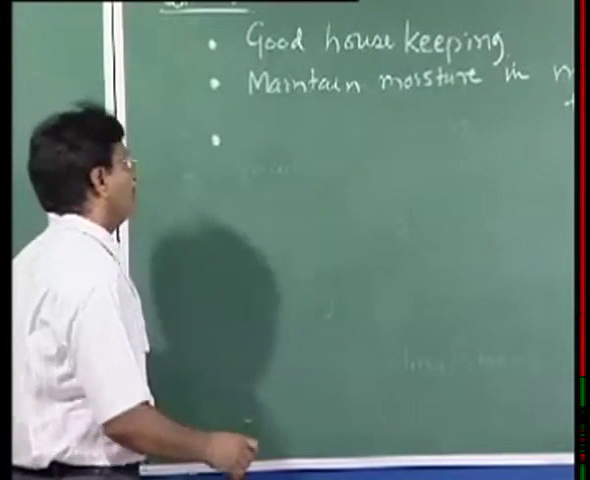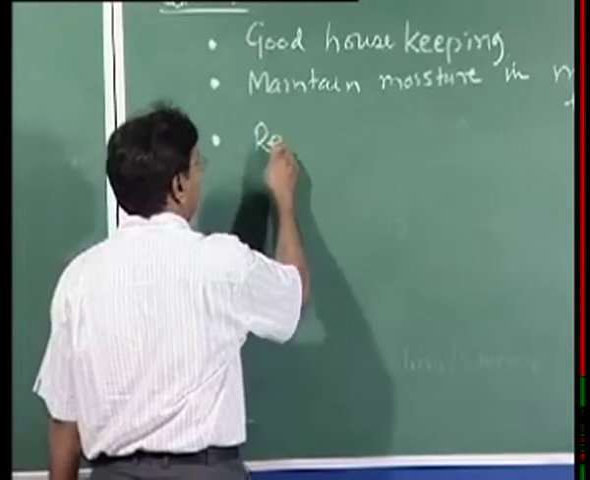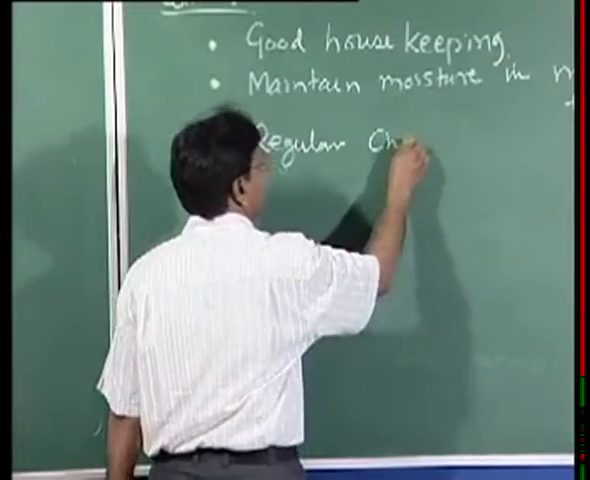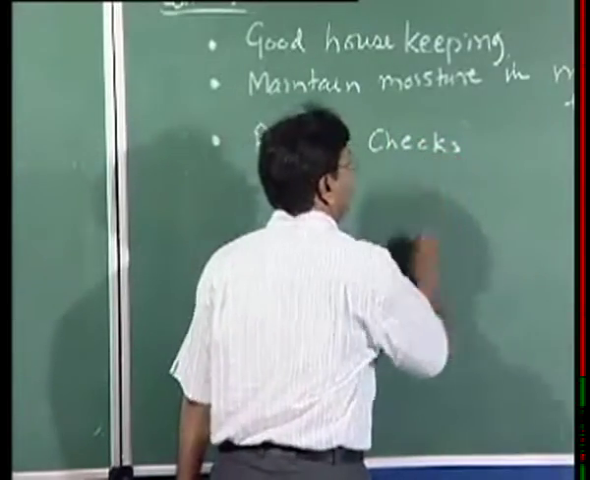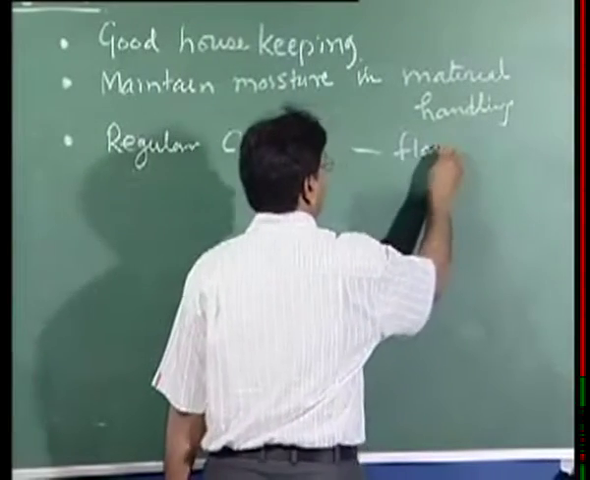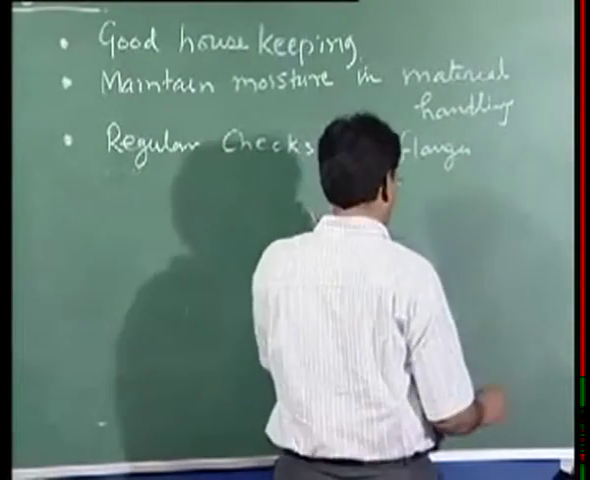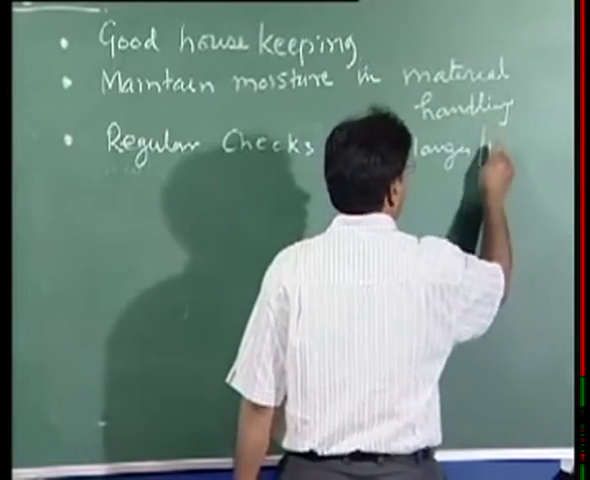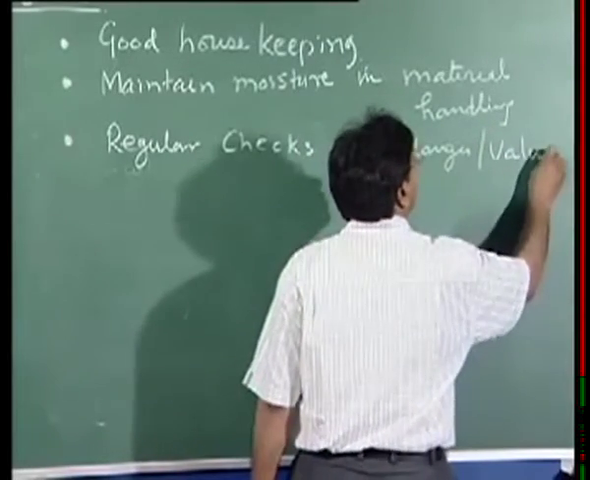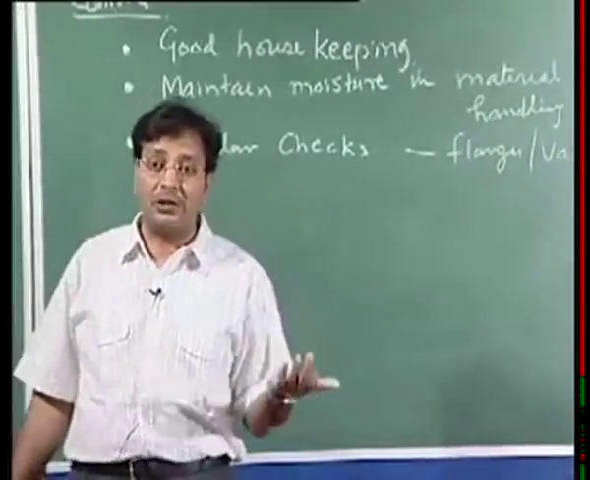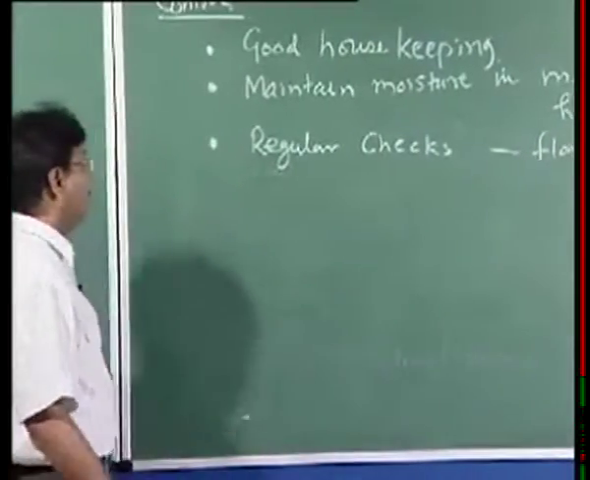Do regular checks of your flanges and walls, because sometimes these fugitive emissions are not simply pollution, it is your own resources, your own raw material, your own product. If that is being lost, then economically you are doing a very poor job.